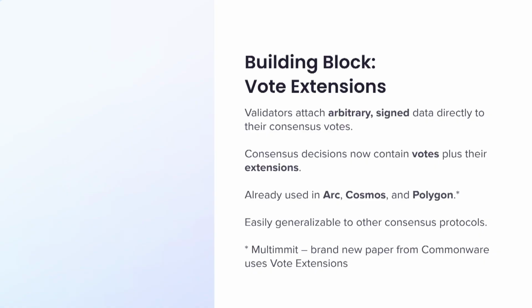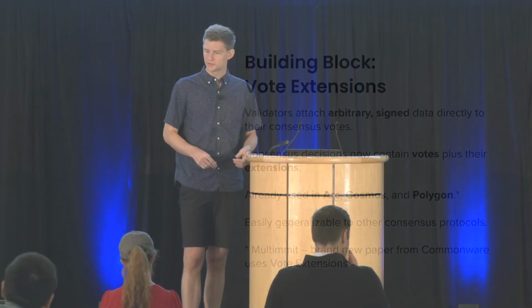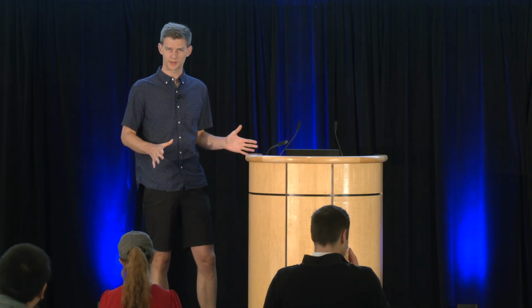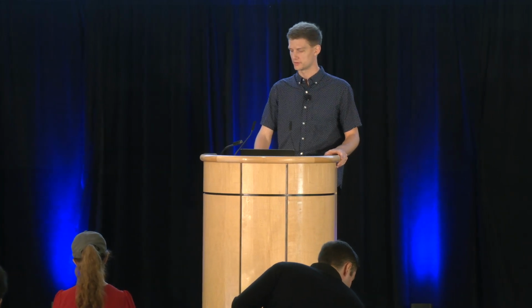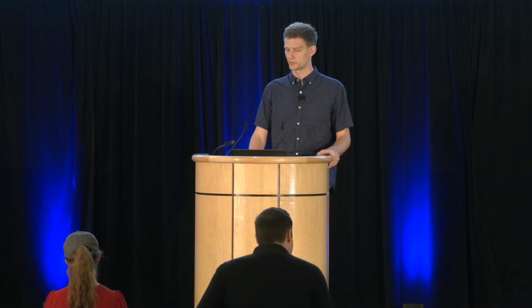Vote extensions are currently used in ARC. They were pioneered in Cosmos, and they're also used in Polygon. And I added this very recently, that Commonware's paper that was put on arXiv last week, titled Multi-Mint, also includes vote extensions now, except they try to be novel, so they call them extending the vote. I think it's hopefully clear to see that vote extensions are very generalizable to other consensus protocols. You just allow people to put more than a single vote into their final round.